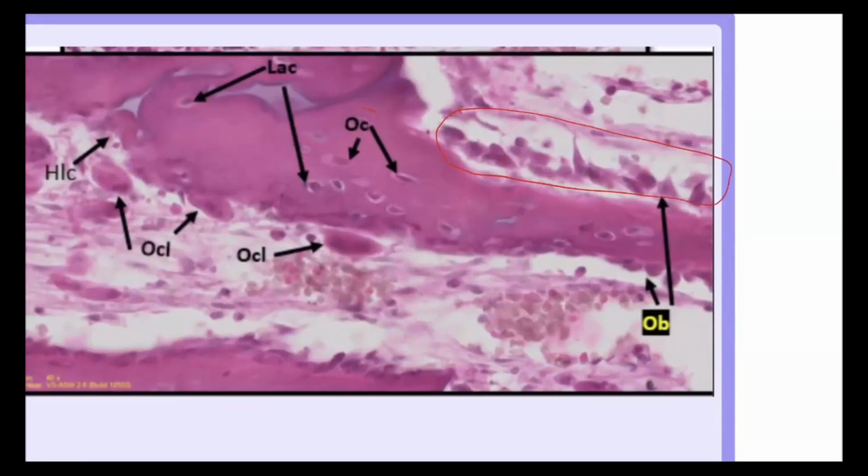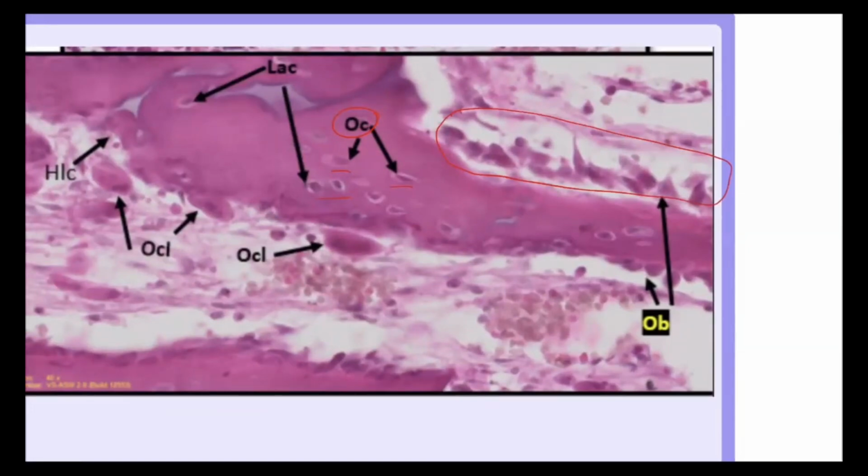Then you have these, which are osteocytes, and their characteristic feature is that they are inside the lacunae. Osteocytes are almost always inside the lacunae, and they all look identical. It's a pretty basic structure.